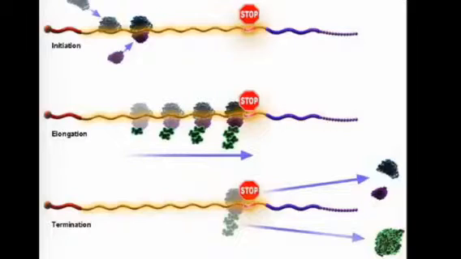Last but not least is termination in translation, which is when a stop codon is encountered in the A site, and a release factor enters the A site. When a stop codon is entered in the A site, a release factor enters the A site and translation is terminated.